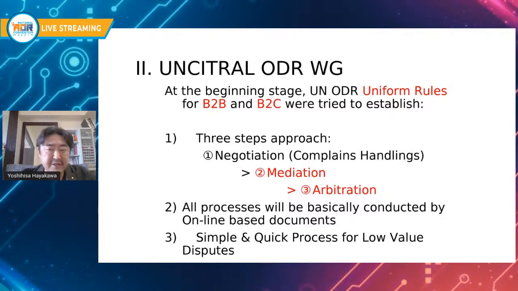At the very beginning stage, United Nations ODR uniform rules for B2B and B2C cases were to be established. At the time, a three-step approach was proposed. First is negotiation or communication. Secondly, if that fails, we move to mediation or facilitated settlement. And if that fails, we go to the decision-making process, so-called arbitration. All processes would basically be conducted on online-based documents, aiming at a simple and quick process for low-value disputes.